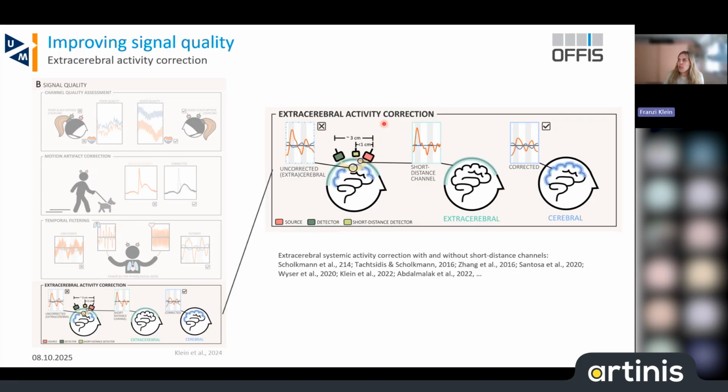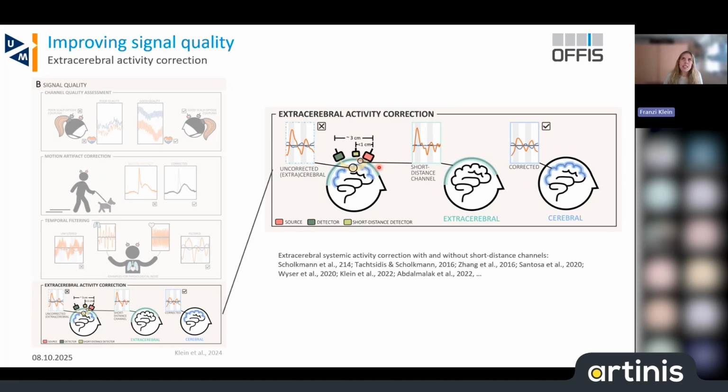So I assume that all of you know how fNIRS works. Usually we have this distance between source and detector, about 3 centimeters here. And when we have such a channel, then the light is traveling not only through the brain, but also through extracerebral layers. So also here we have hemodynamic activity that we are measuring. That means the signal that we are measuring at the detector is a combination of brain and extracerebral activity.